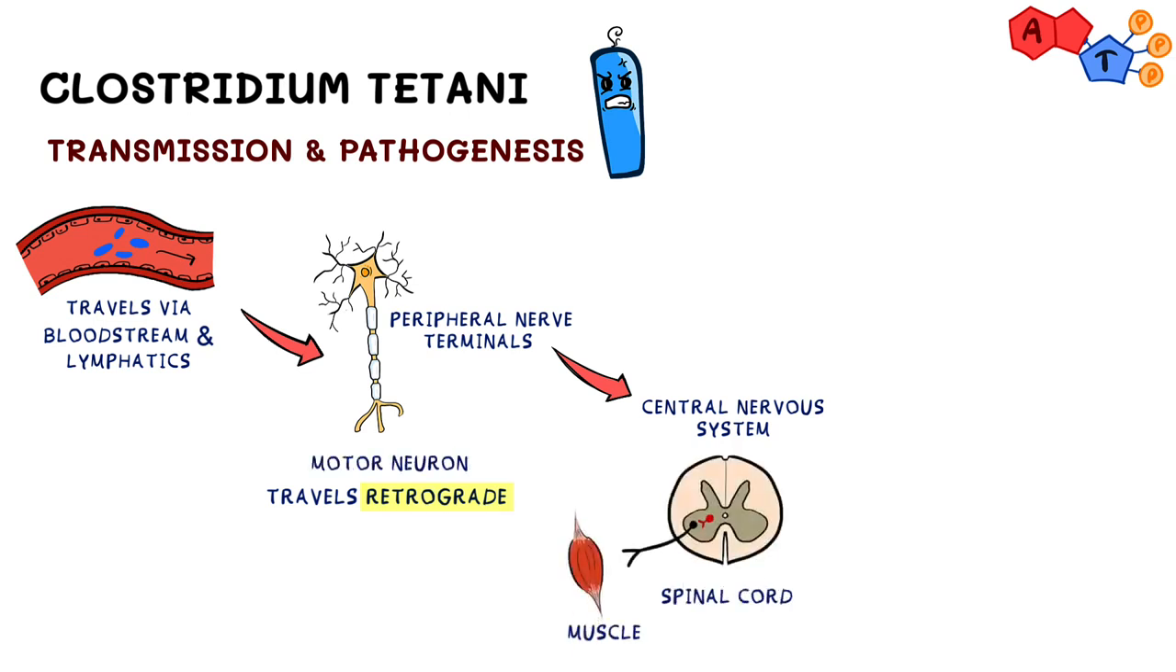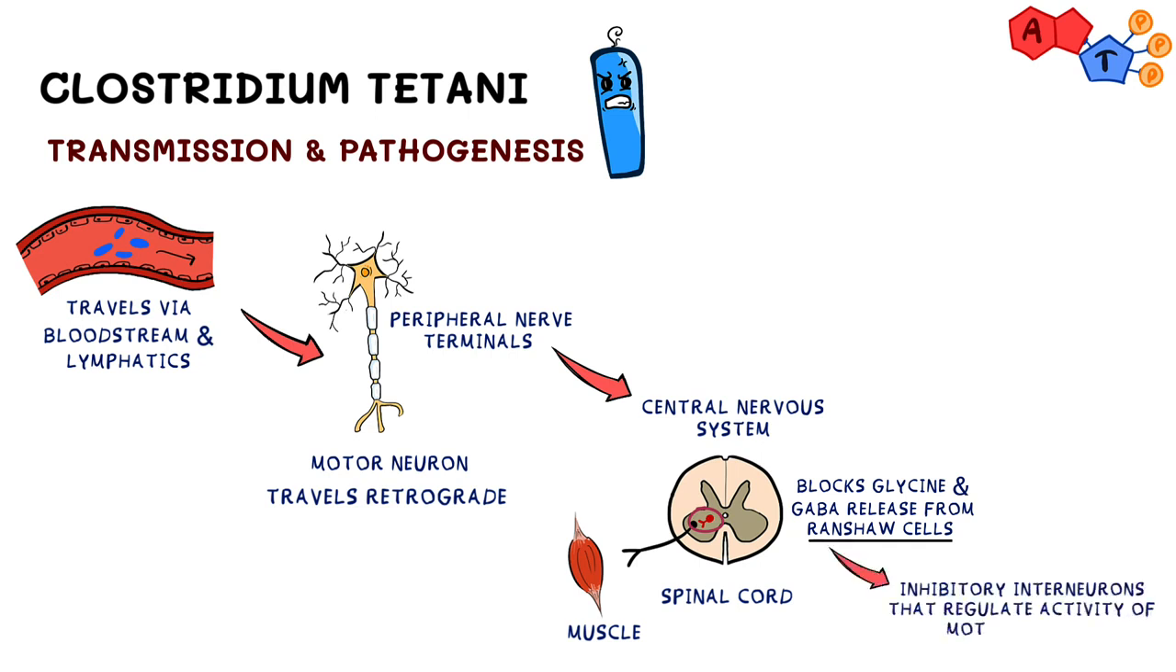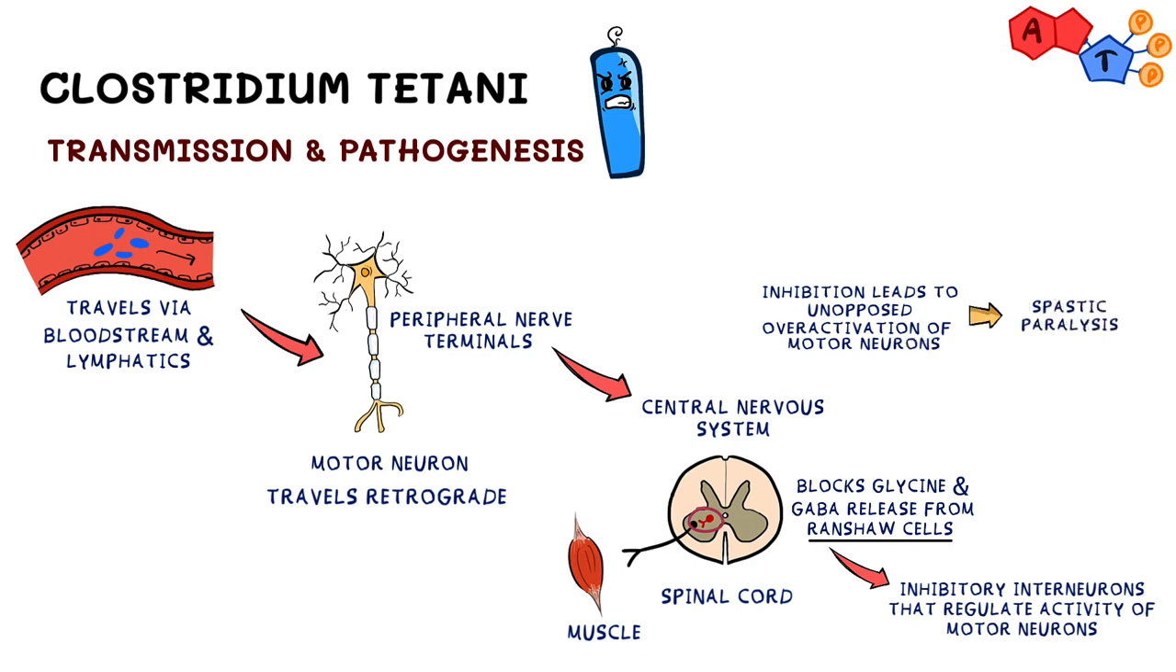Retro means backwards. Once it reaches the spinal cord, it blocks glycine and GABA release from Renshaw cells, which are inhibitory interneurons that regulate the motor neuron's activity. The inhibition of those inhibitory cells leads to unopposed overactivation of the motor neurons, causing spastic paralysis.